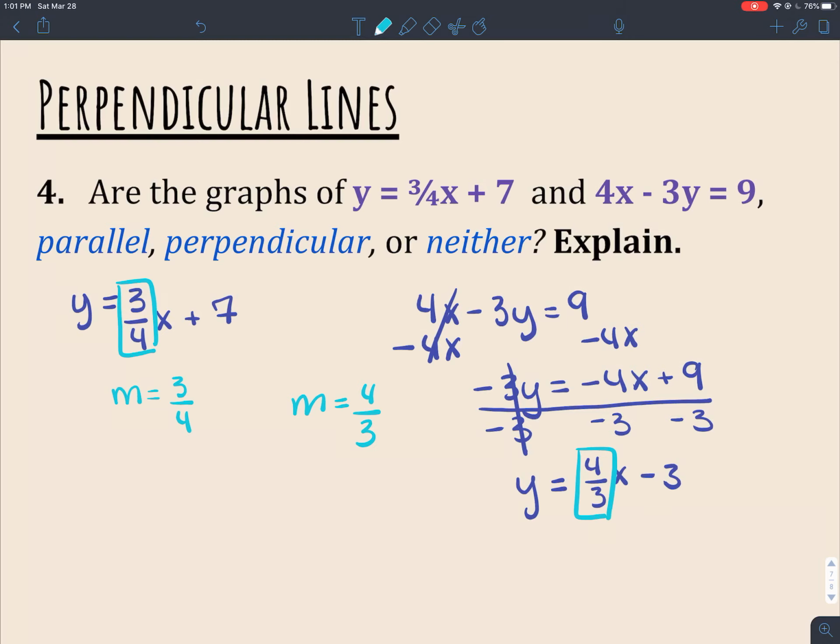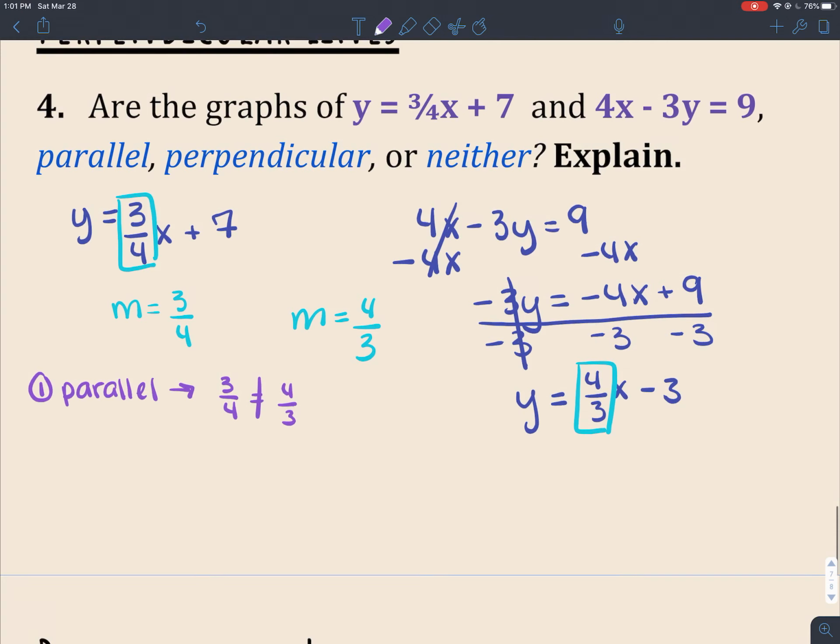So now we have to compare these. The first thing that we want to do is check if they are parallel. So if I do that, I would set these two equal to each other. And we know for a fact that 3/4 and 4/3 are not the same answer, so they are not parallel. To check if it's perpendicular, we have to see if they are opposite reciprocals.